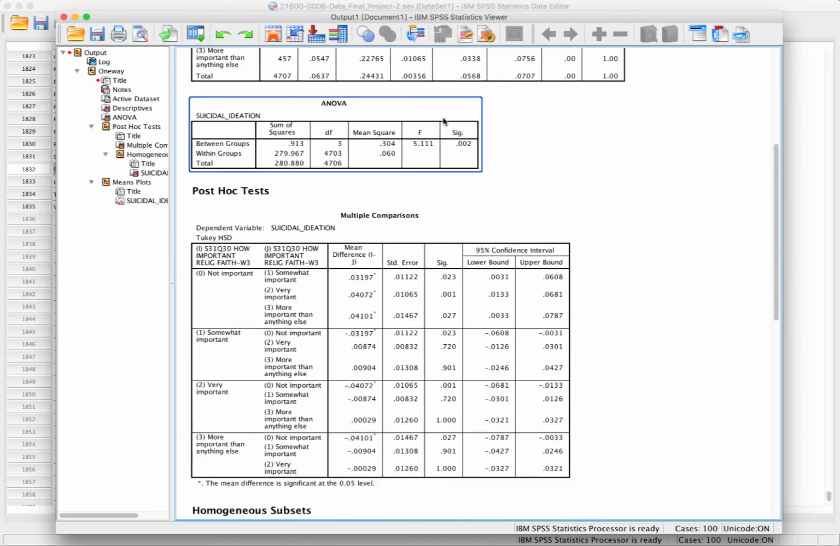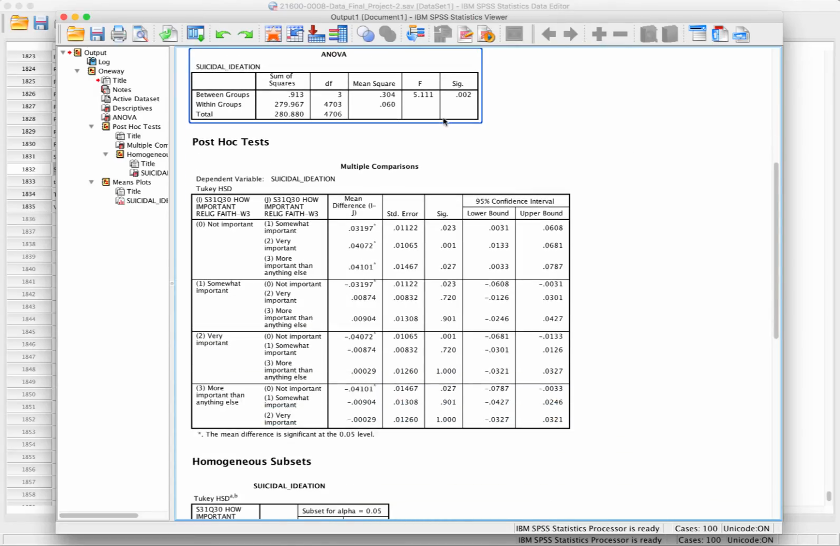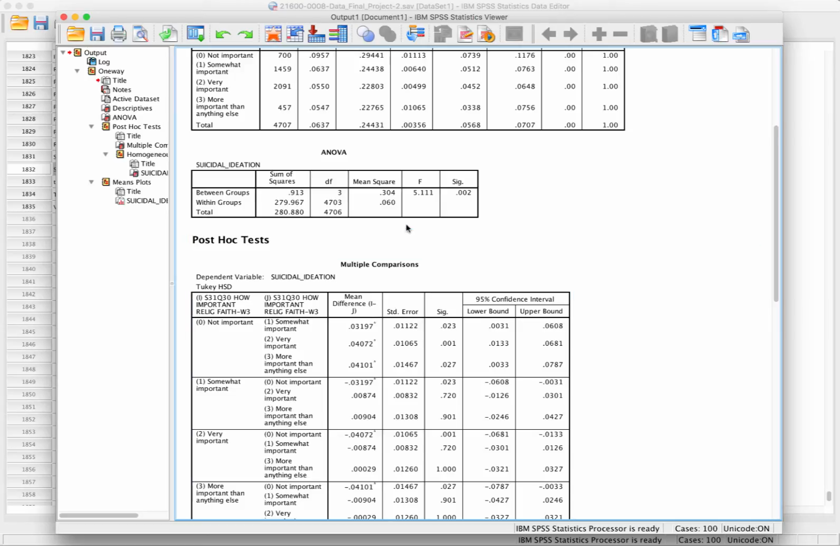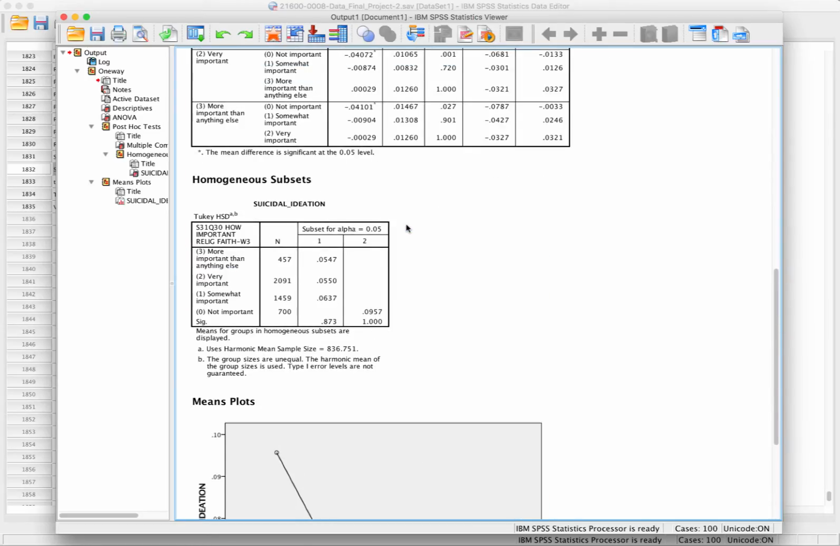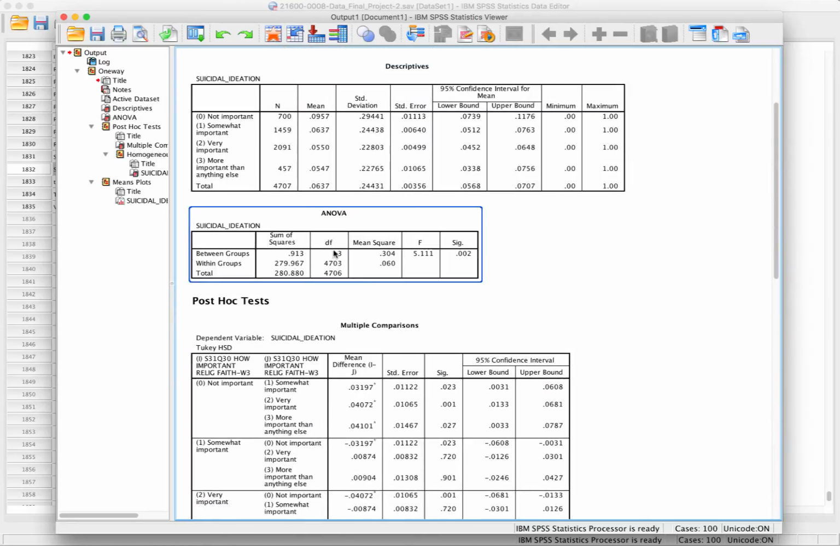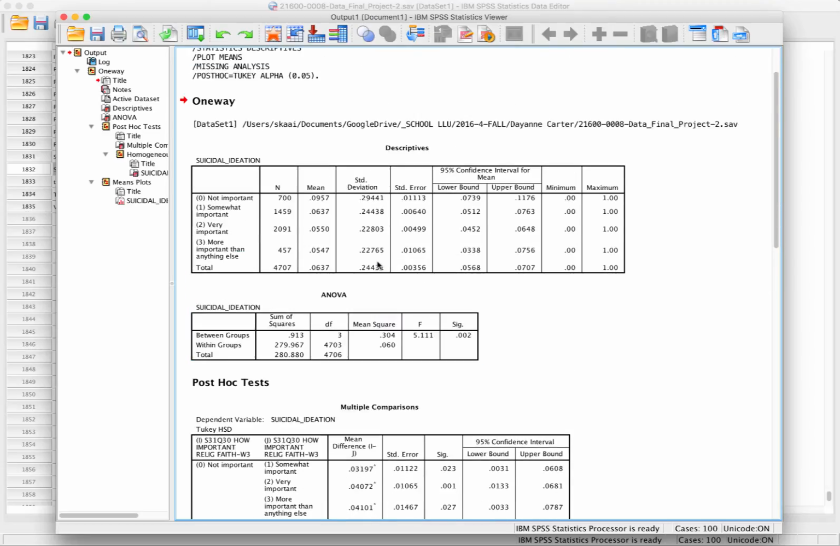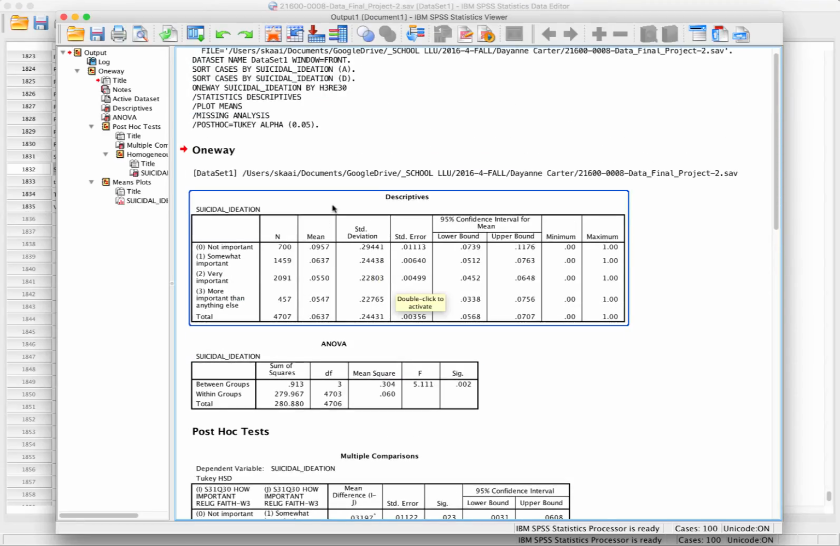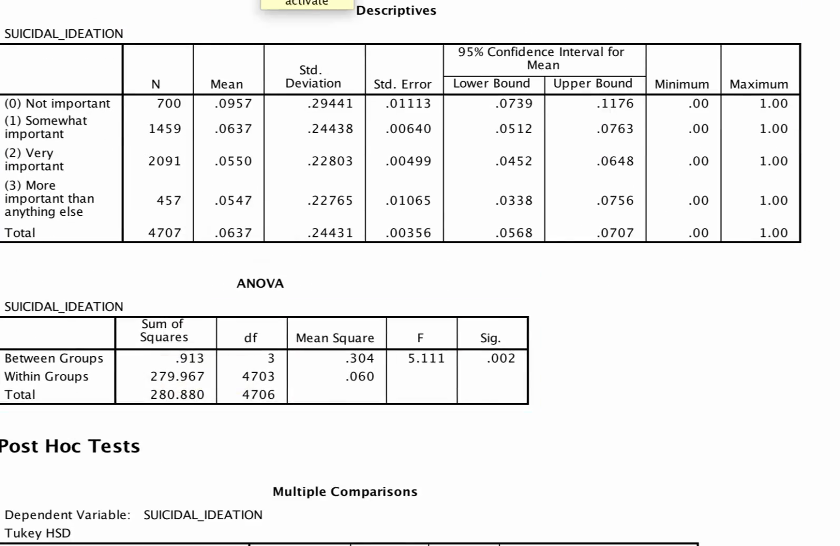Okay, so here we have our ANOVA test. We have our plots, we have our tests of missing. So first let's look at our descriptives, make sure that everything is there. So we've got 700, we've got 1459, we've got the total of 4707. And here's our mean values.